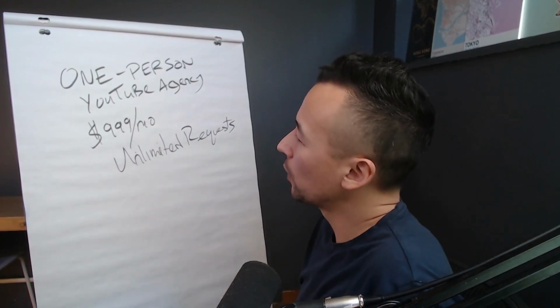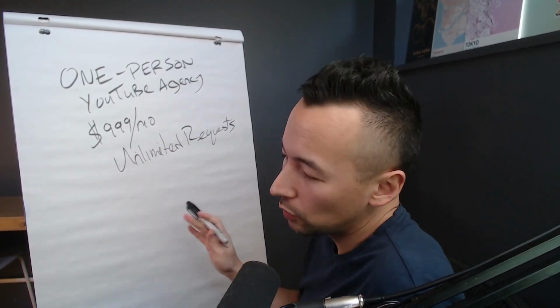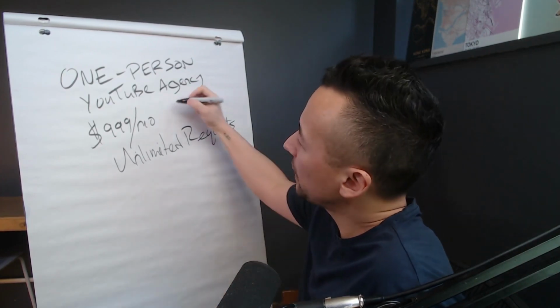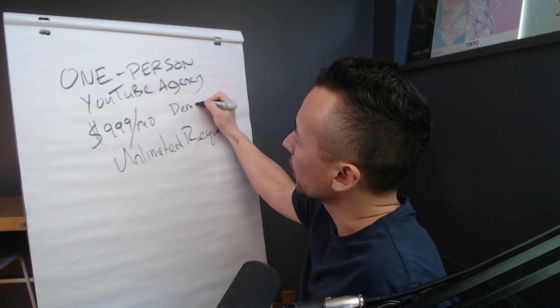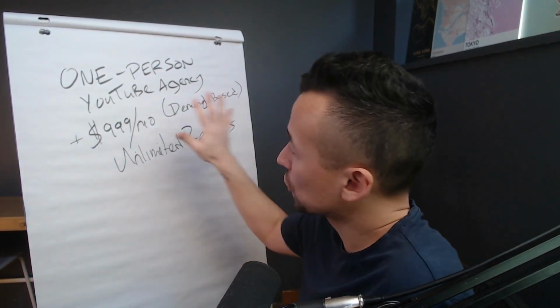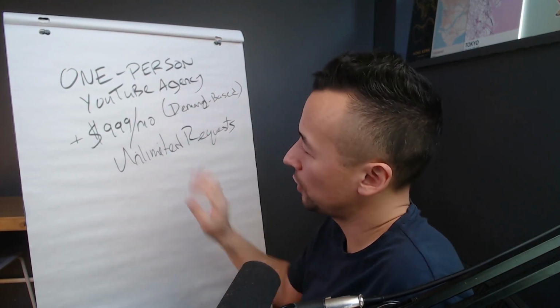Okay, American price point, $1,000 a month. If you want to go lower, go as low as $4.99 a month. Don't go lower than that. It should be demand-based pricing. So as you get more clients, increase your price. But start here. This is where you can start.